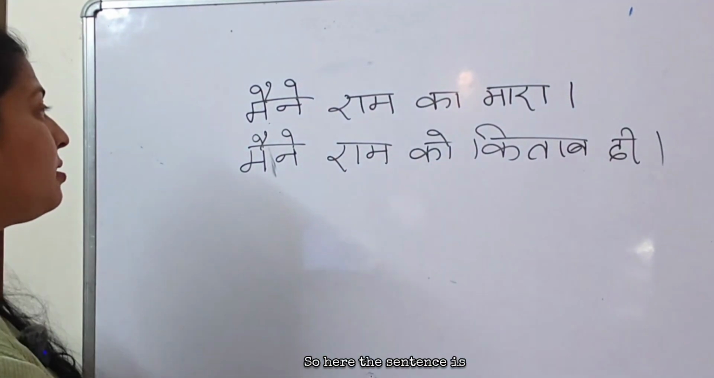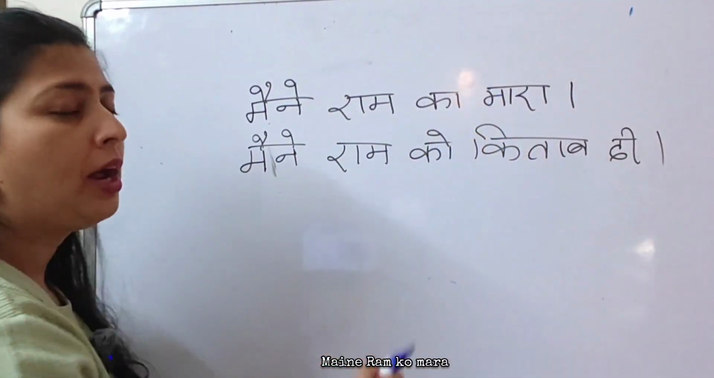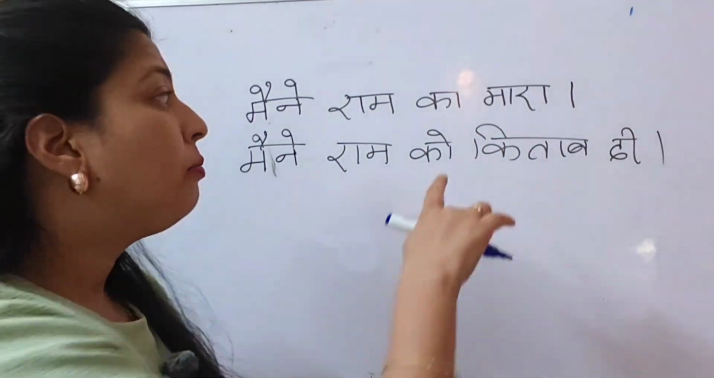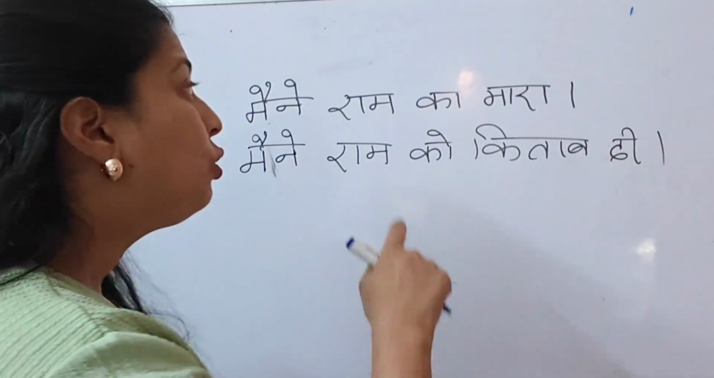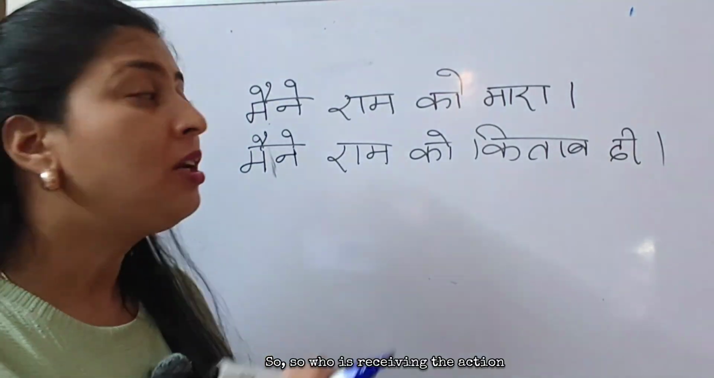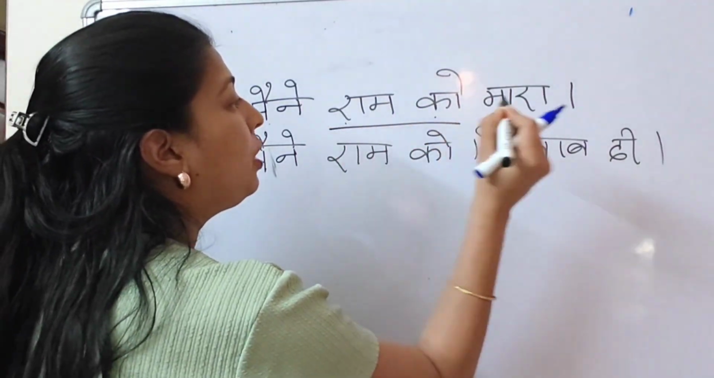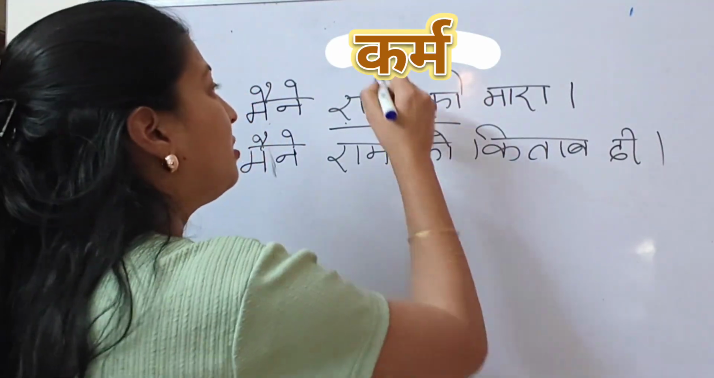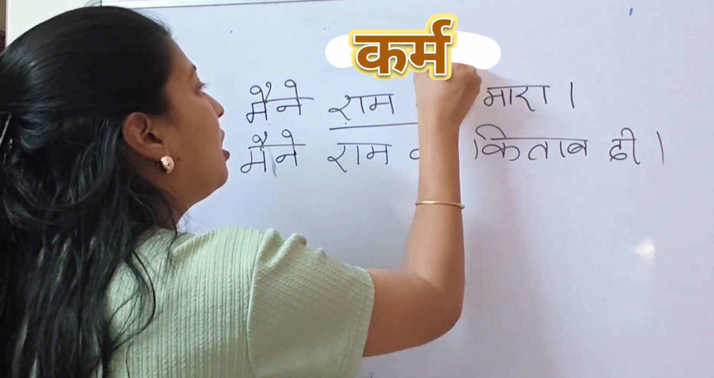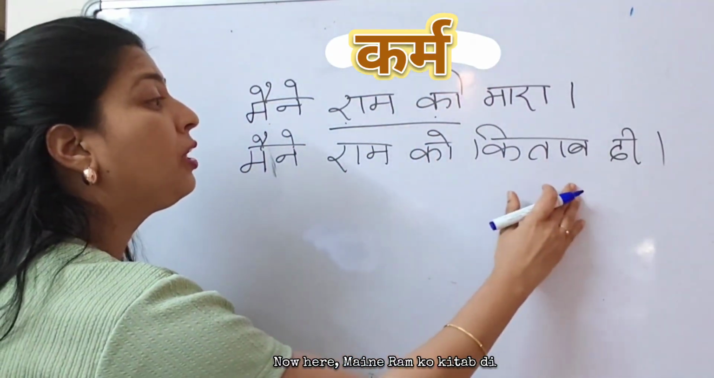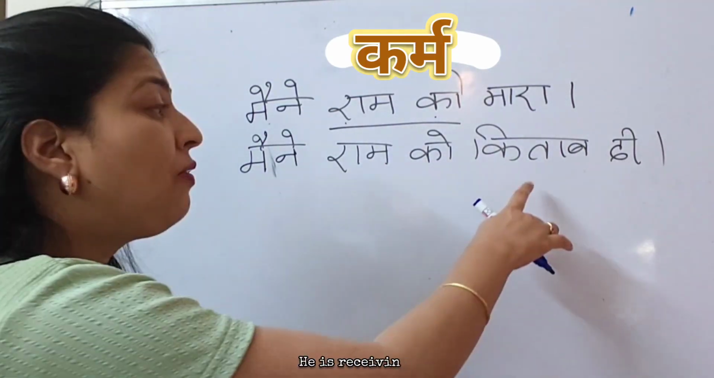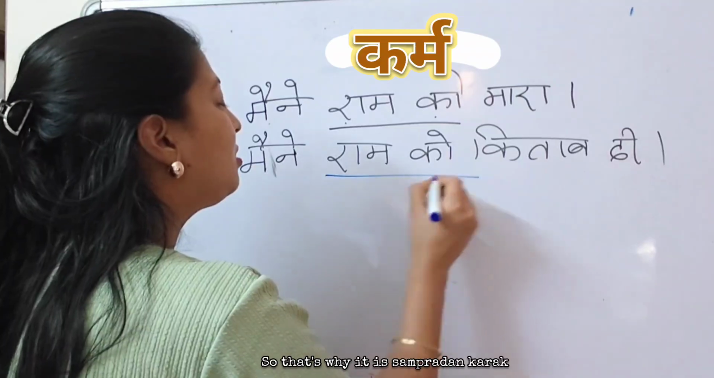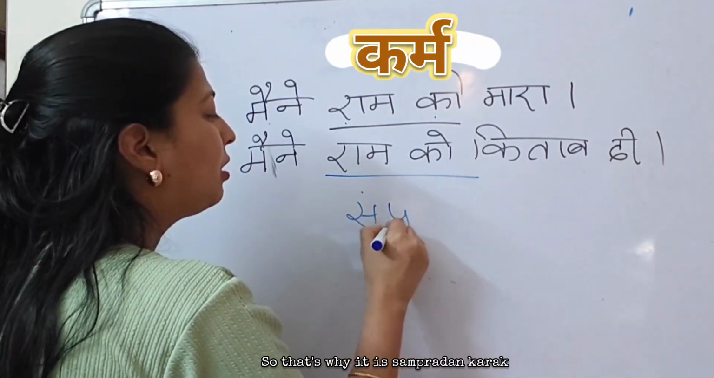Here the sentence is Maine Ram ko mara. Now what is the action here? Marna. I slapped Ram. So what is the action here? Slapping. So who is receiving the action? Ram ko. So which Karak is it? Yes, Karan Karak. Now here, मैंने राम को किताब दी. Who is receiving something as a gift? Ram ko. He is receiving the book. So that's why it is Sampradan Karak.